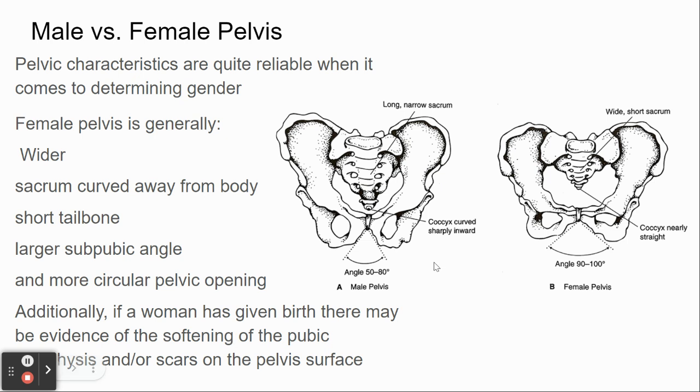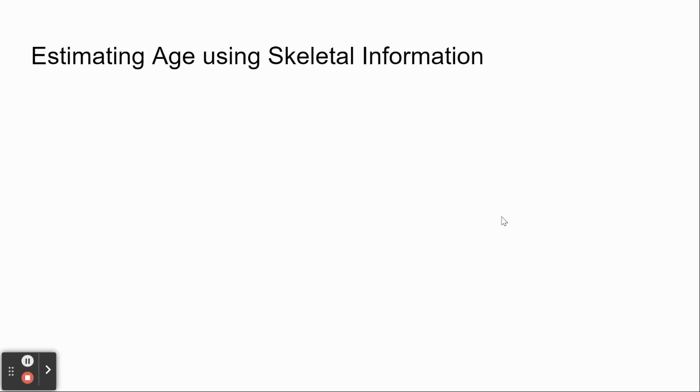Additionally, if a woman has given birth, what you may find are marks on the pelvis as a result of the birthing process, and then the pubic symphysis. That's this area right here. You may see where that is not as rigid or as firm or as locked into place as what you might see in a female that has not given birth. Okay. So again, some different things to look at.